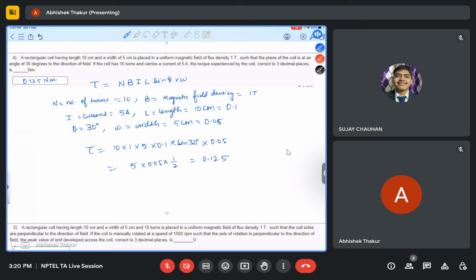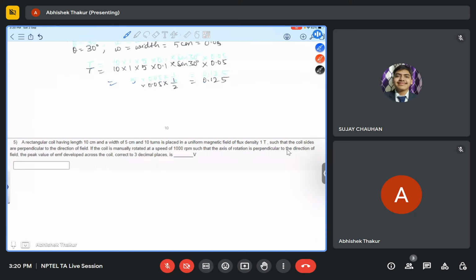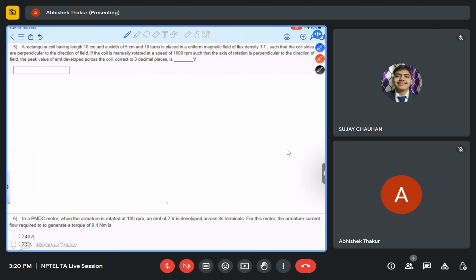So this is just a simple formula based question. These formulas are taught in week 5. You can easily solve this question. So we'll move on to the next question.